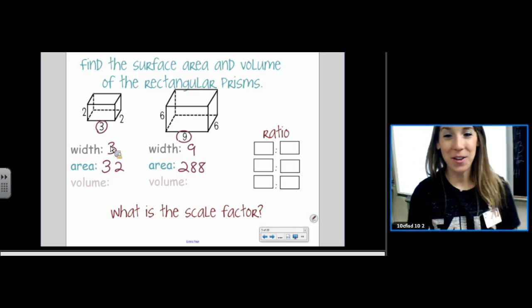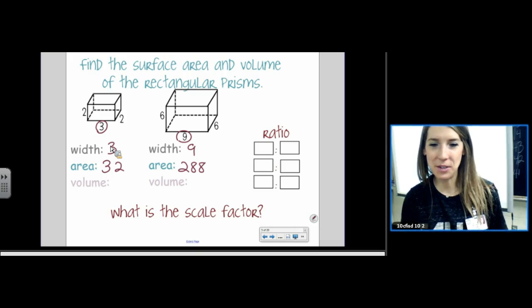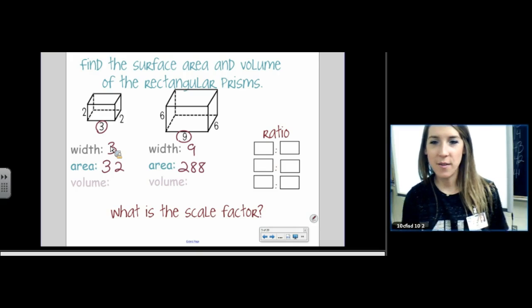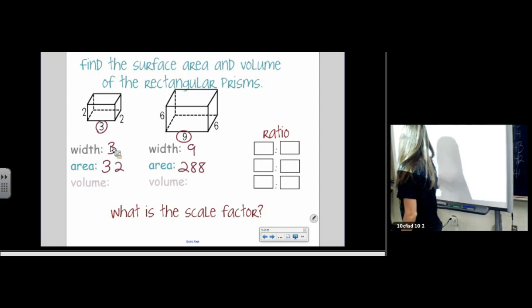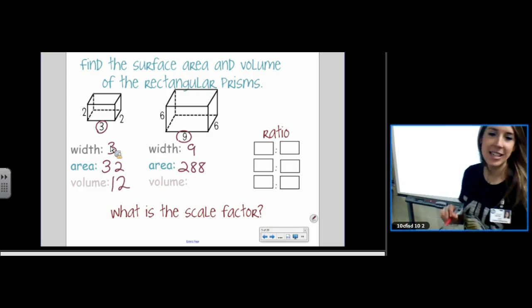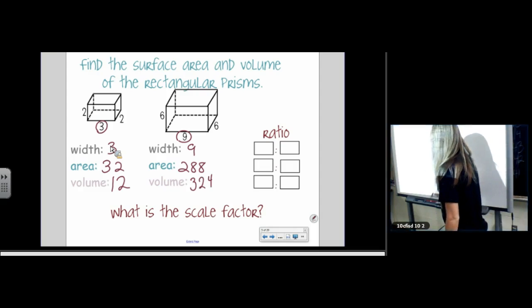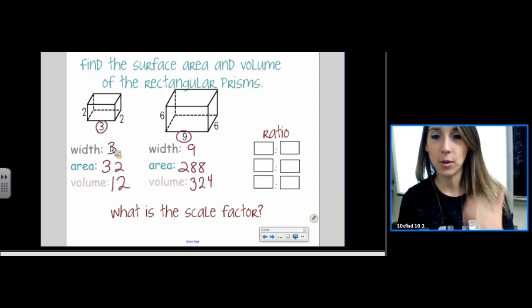Now let's do volume. This one's way easier. Length times width times height. 3 times 2 times 2. What is the volume? 12 for this one. 6 times 9 times 6. 324. So these are real prisms, and those are their real areas and their real widths and their real volumes.